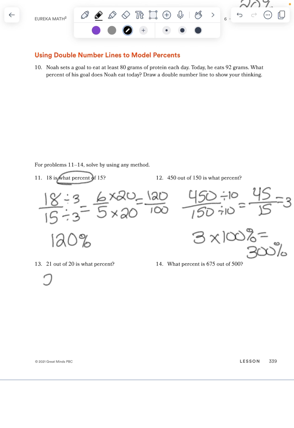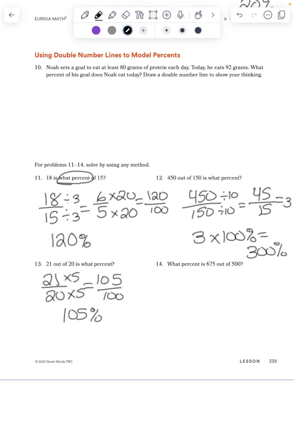21 out of 20. Again, I can multiply this by 5 to get it out of 100. 21 times 5 is going to be 105 over 100, so this is just going to be 105%.